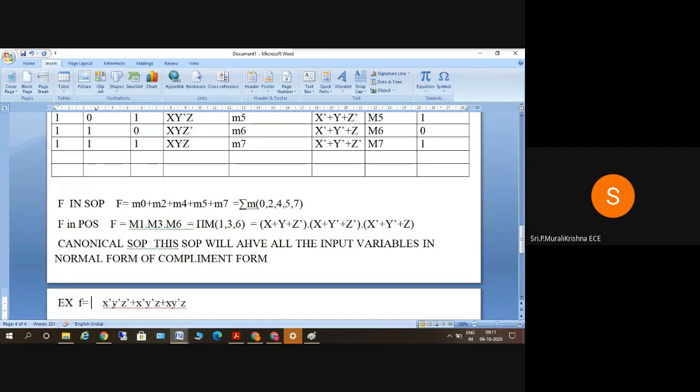So canonical SOP is nothing but each and every input combination here. So X, Y, Z is there in normal form or the complement form. So if any one of them is missing, like F is equal to X plus Y bar Z, this is called a standard form here.